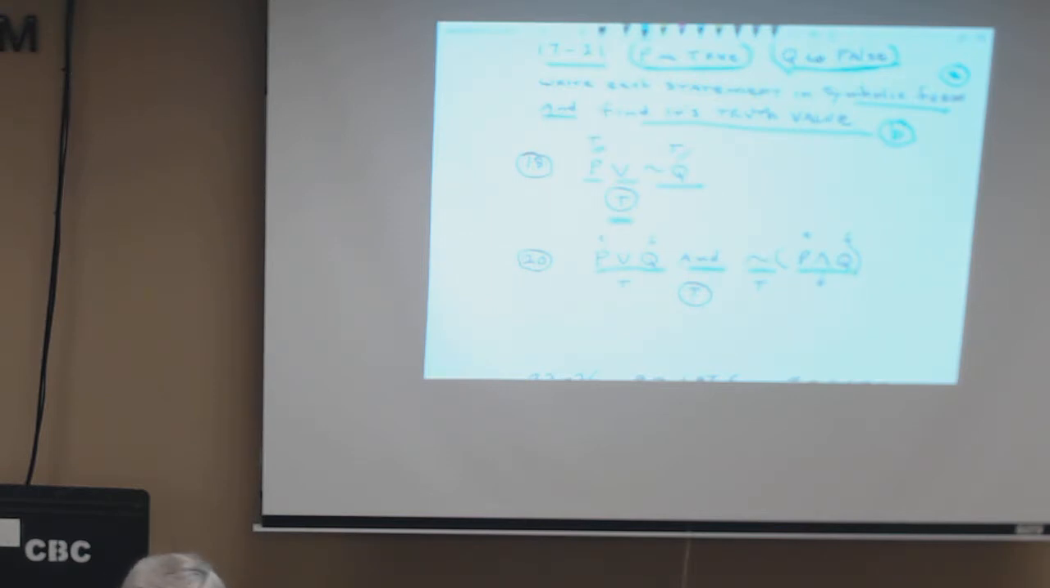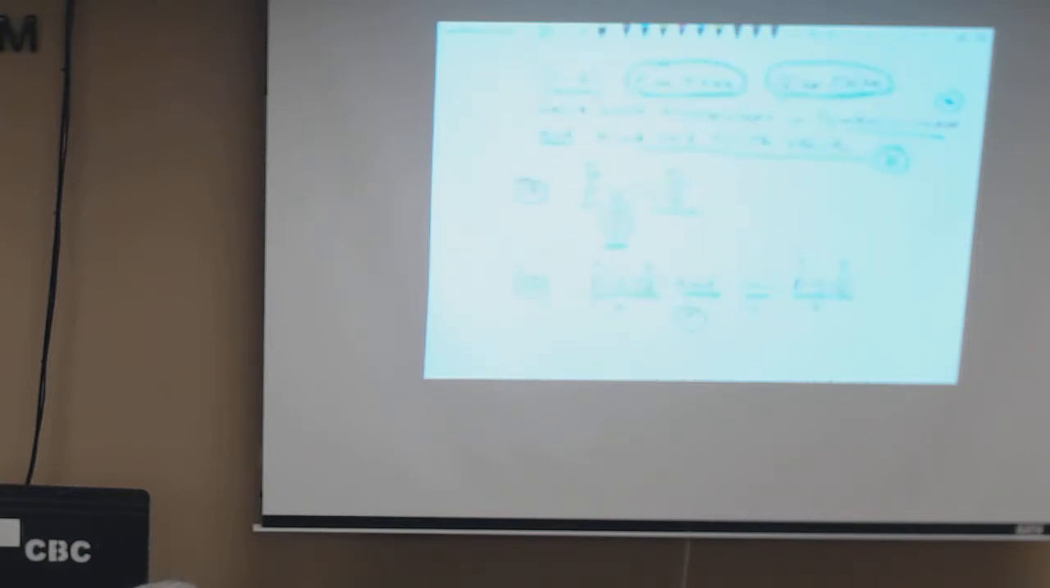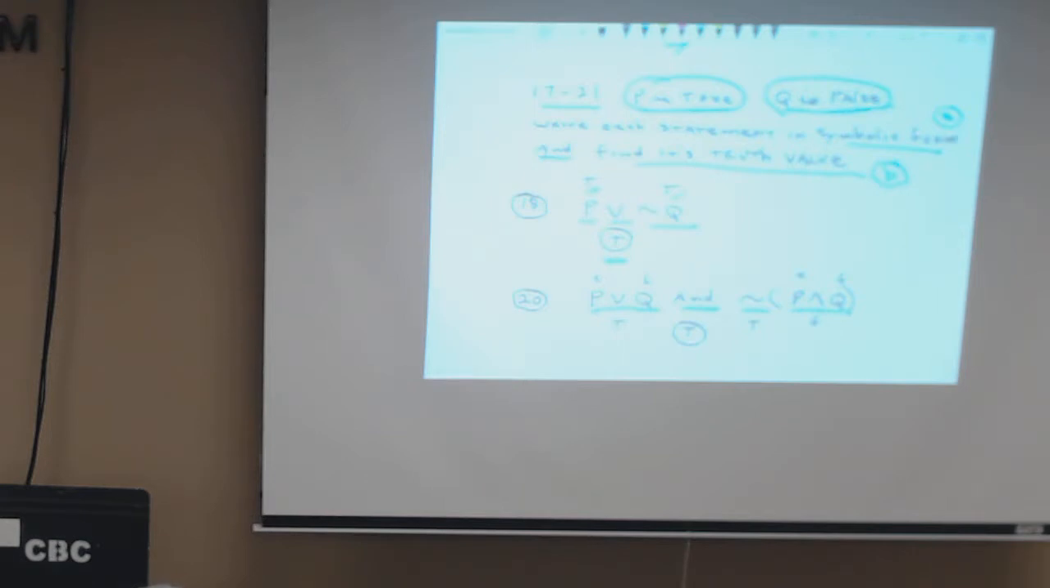Okay? Now, go back up with what they told us. Remember what we have circled up here? P is true and Q is false. So that means this is true and this is false. What's true or false? What's the truth value of true or false? True. Thank you.